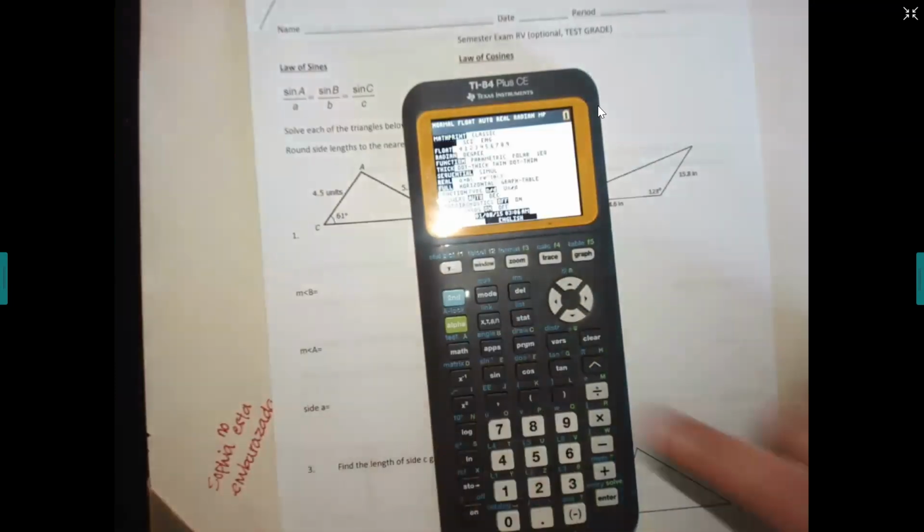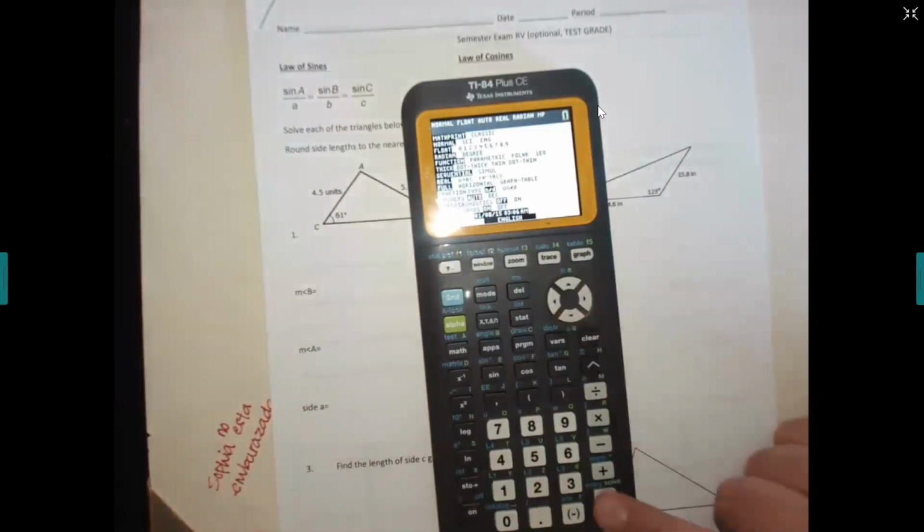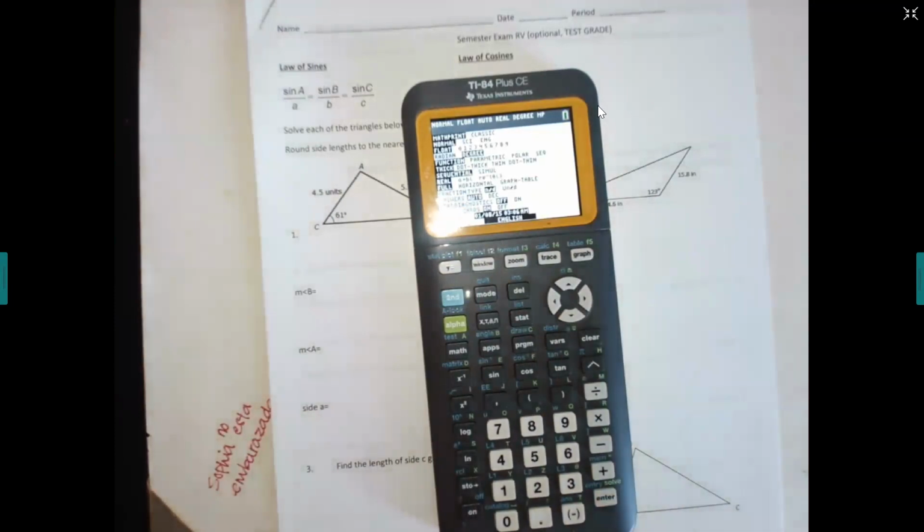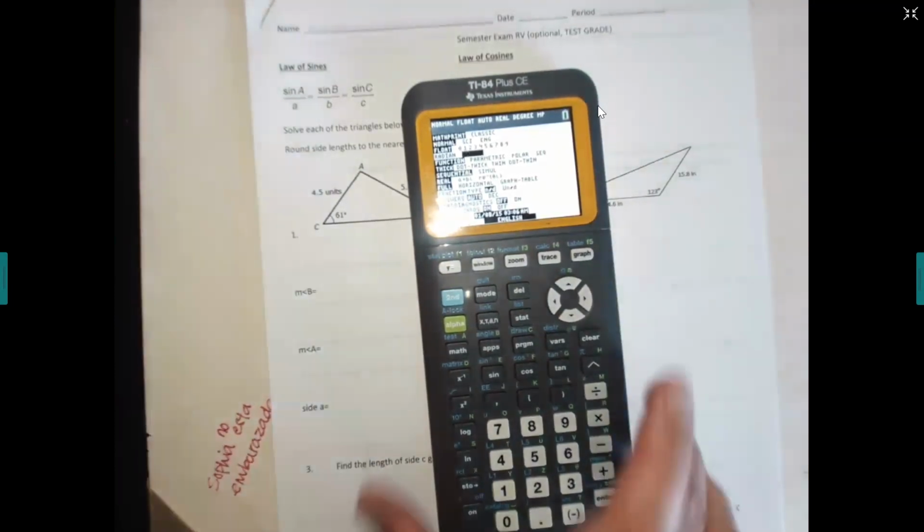Just make sure in your calculator when you push the mode button that degree is highlighted. Okay, if degree is not highlighted, then all of these questions are not going to come out right. Okay. So let's take a look at triangle number one.